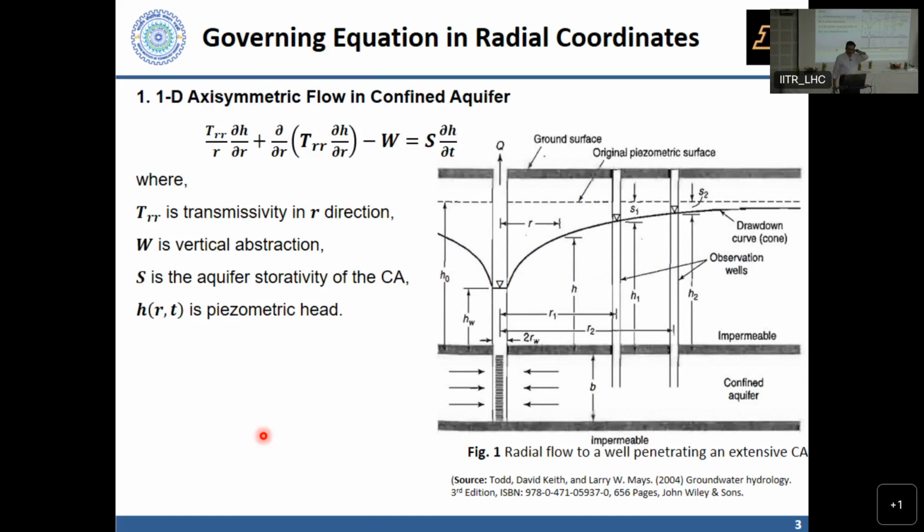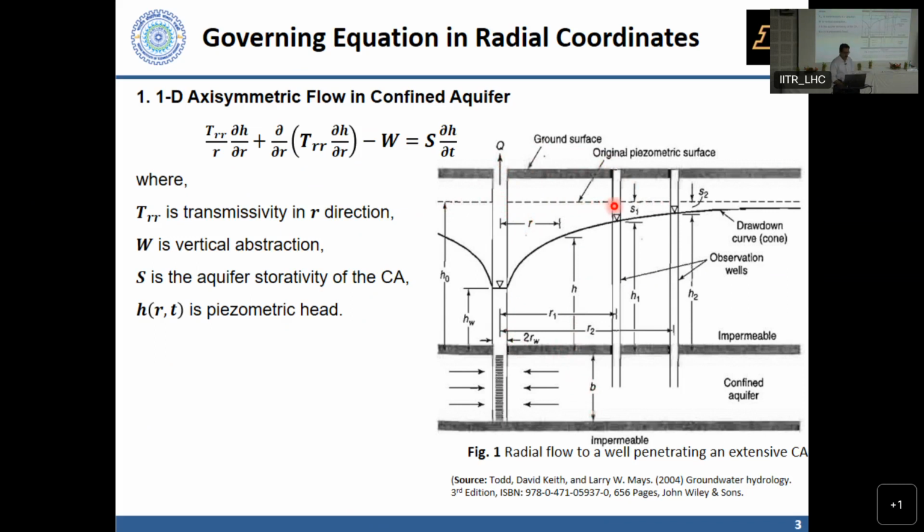We'll start by talking about axisymmetric flow in a confined aquifer. So for a confined aquifer, we are looking at essentially horizontal flow. Okay. And in this figure, what you see in the bottom is a confined aquifer that has a thickness B. A constant transmissivity is one of the assumptions that we will make as we go along. So if this is the main aquifer with thickness B, notice that from the well we are pumping some water Q. Okay. Let's say before pumping started, the original piezometric surface was given by this dashed line.